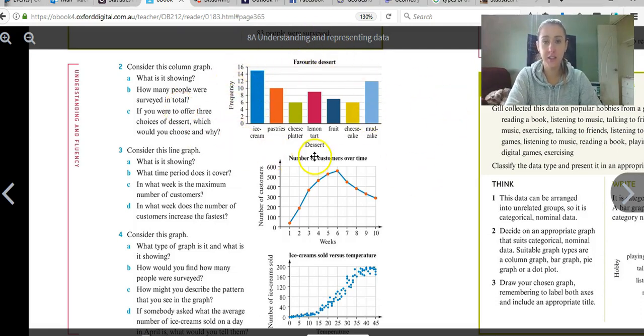So it's showing people's favourite desserts. We've got the different desserts listed across the x-axis and the frequency, or number of people who selected that dessert as their favourite, up on our y-axis. If we wanted to know how many people were surveyed in total, we would simply have to add all of the different frequencies together. So we'd be taking 15 plus 10 plus 6 plus 9, and so on, and that would give us the total number of people surveyed.